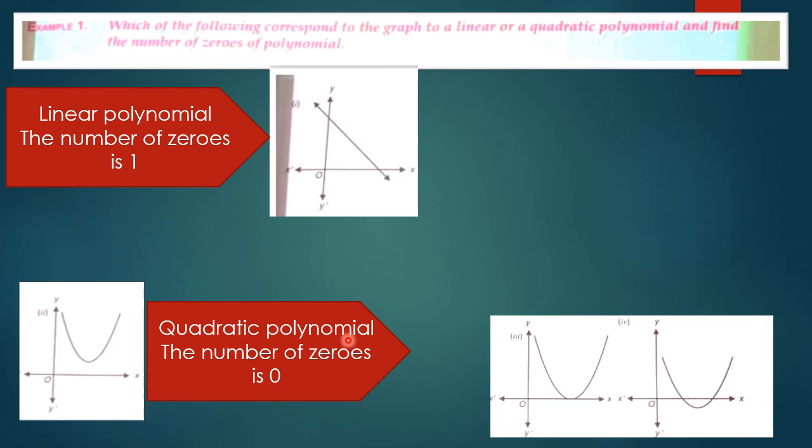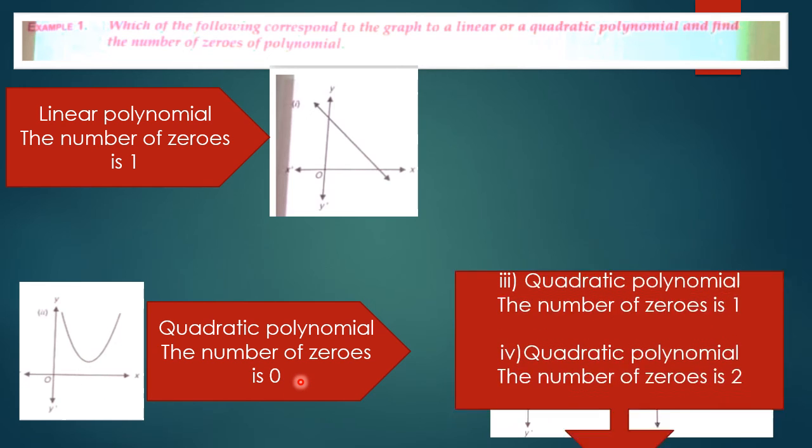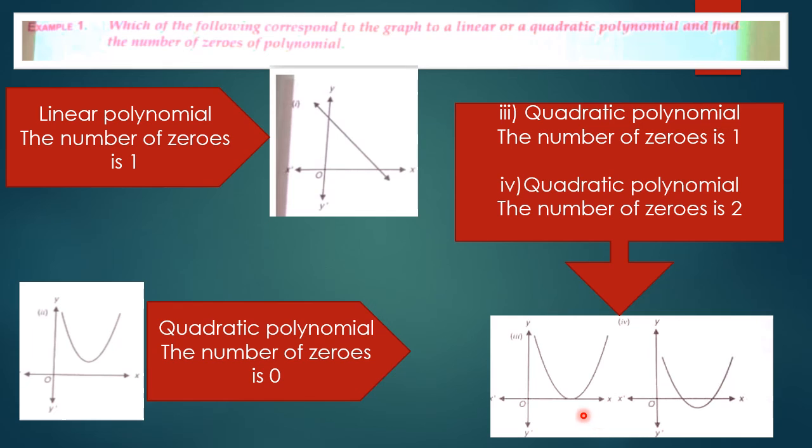Then next you can see it is a parabola which is not touching the x-axis. So it is a quadratic polynomial and the number of zeros is 0 here because it's not touching the x-axis. In this example, the third example, it is a quadratic polynomial, it's a parabola, but it touches at 1 point, so it has 1 zero. And here it's a parabola which touches at 2 different points, so it is having 2 zeros.